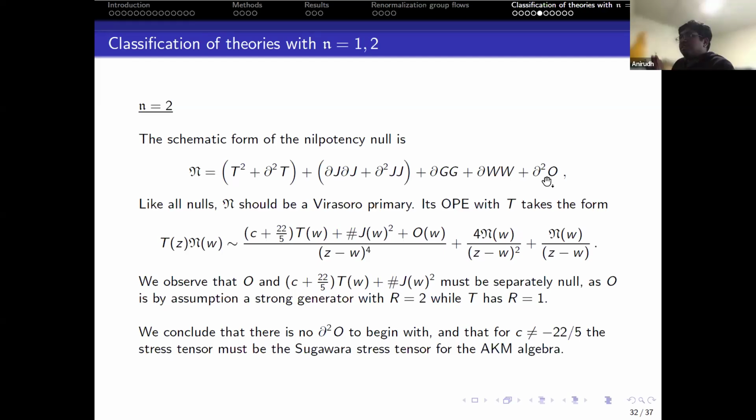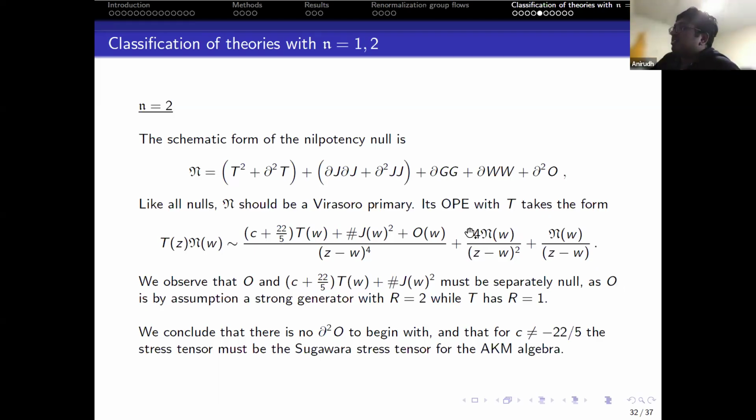So the starting point of the analysis is to impose the condition that it's a Virasoro primary, because it's a null. If we impose this condition, the first 2 terms are the standard conditions for the Virasoro primary, but then this order 4 pole should actually vanish. The vanishing of this order 4 pole will impose the following. So this is O. Let's assume this whole thing is a null. If this is a null, it basically means this O is actually not an independent generator, but is equal to this T plus J squared, which is by assumption not the case.